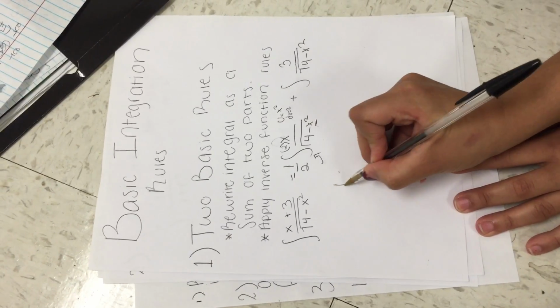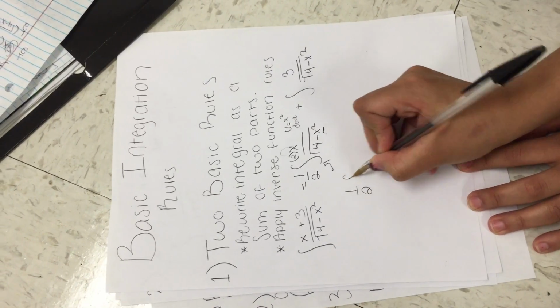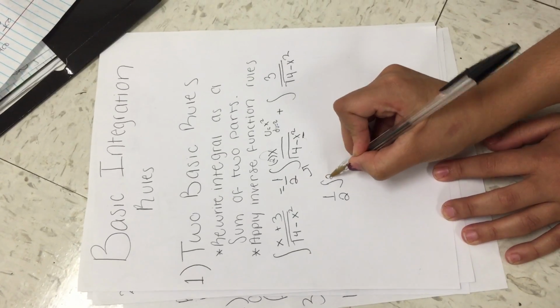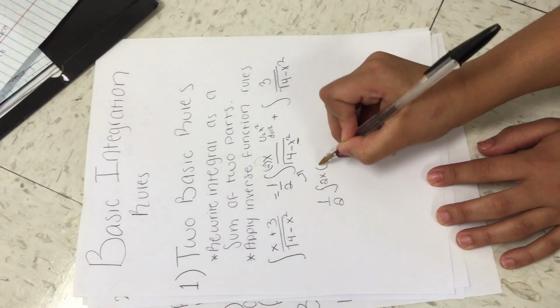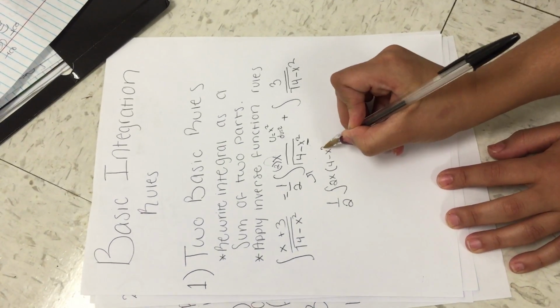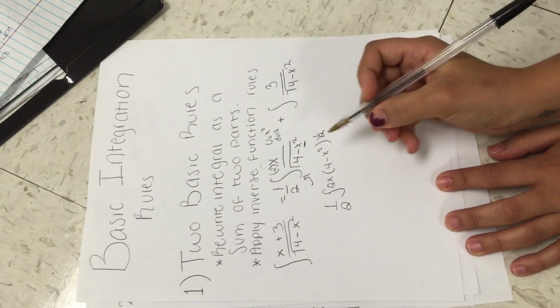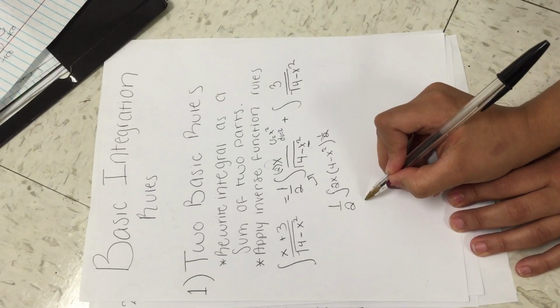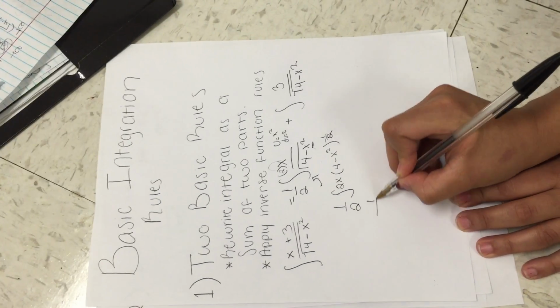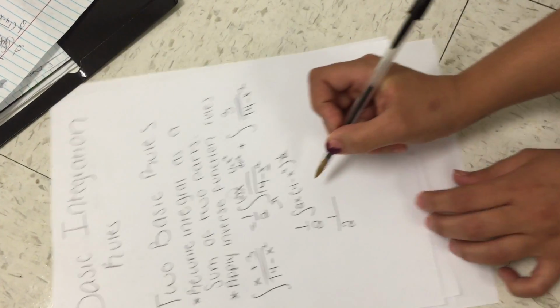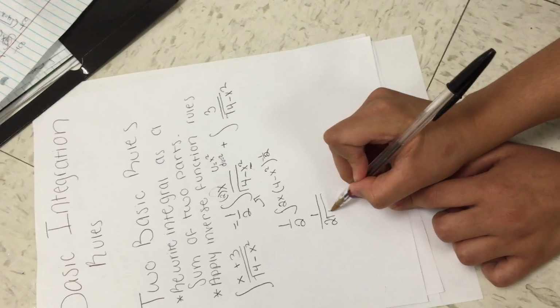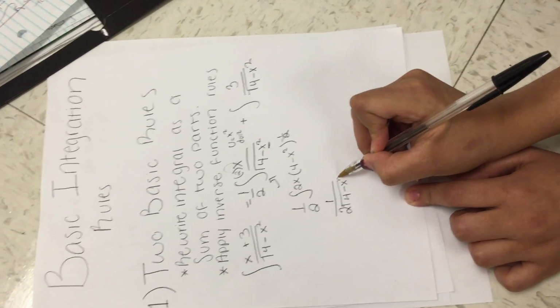Once you have that, you can raise the power and then divide by the power. So this could be written like this: 1/2 the integral of 2x times... so when you raise the power, divide by the power, you will get 1 over 2 times the square root of 4 minus x squared.